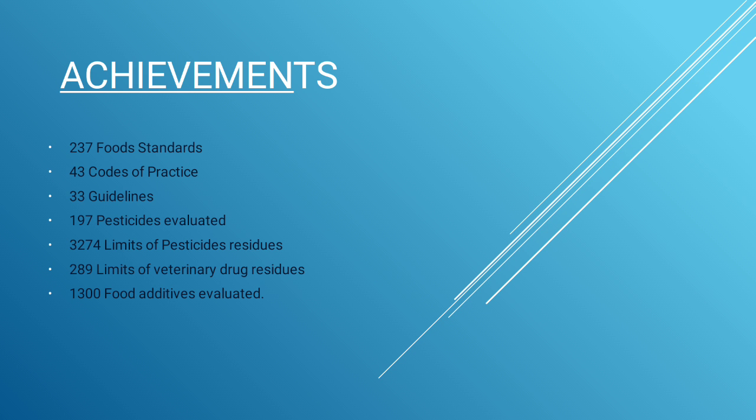These are some of the achievements of Codex. They have 237 food standards, 43 codes of practice, 33 guidelines, 197 pesticides evaluated, 3,274 limits for pesticide residues, 289 limits for veterinary drug residues, and 1,300 food additives evaluated.